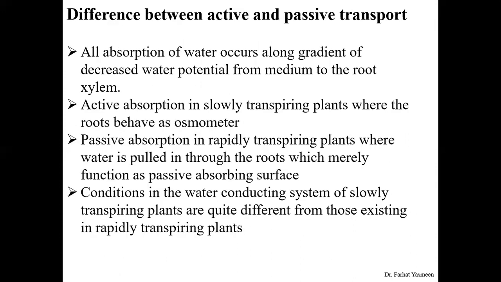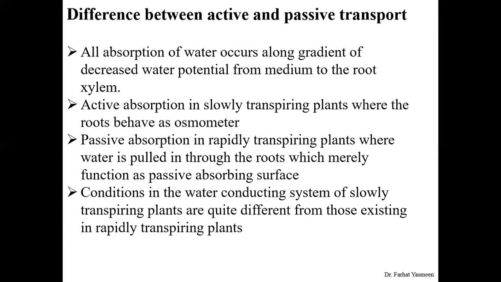Difference between active and passive absorption. All these types of absorption occur along the gradient of decreased water potential from the medium to the root xylem. Active absorption occurs in slowly transpiring plants where the root behaves as an osmometer, because it determines when the water will move within the plant. While passive absorption occurs in rapidly transpiring plants where water is pulled in through the roots, which merely function as passive absorbing surfaces.